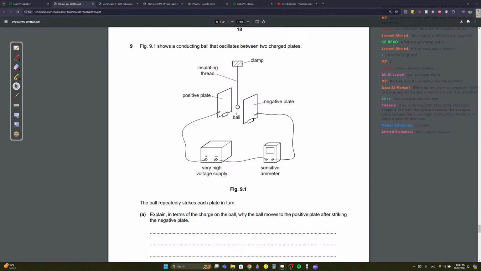Okay, we're going to ban this guy. Did you study religion? No, I didn't. Not yet. I'm going to study now.